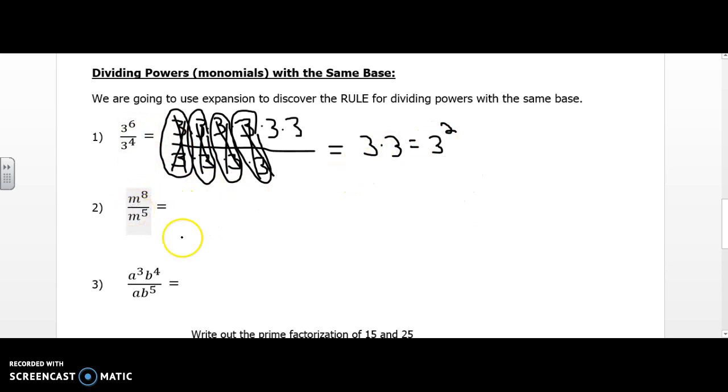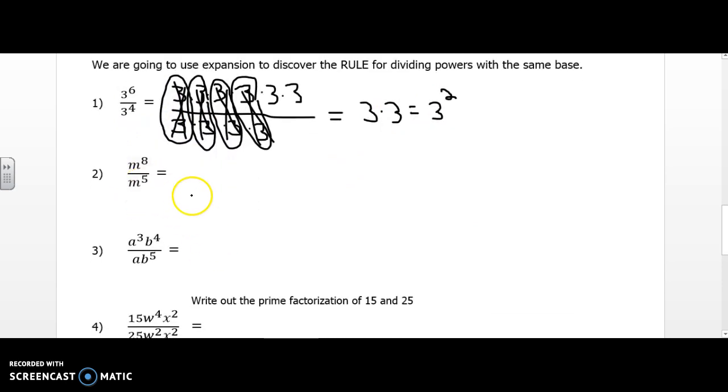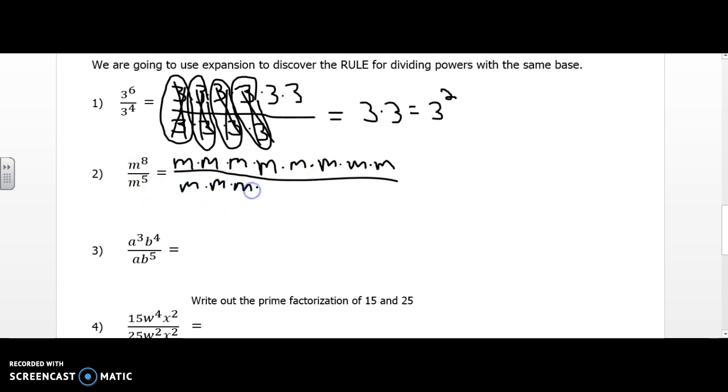Well, let's do another one. Let's look at this one right here. We have m to the 8th over m to the 5th. I'm going to write out what's called expansion, where you write these out. So let's write them all out. M to the 8th, that's going to be 8 m's multiplied. So I got to write a whole bunch of m's. All right, m, and then one more. All right, we got 8. And then the denominator, I'm going to write 5 m's. M times m times m times m times m. I can really see it's a pain. I kind of hope we can come up with a shortcut so I don't have to do all this.